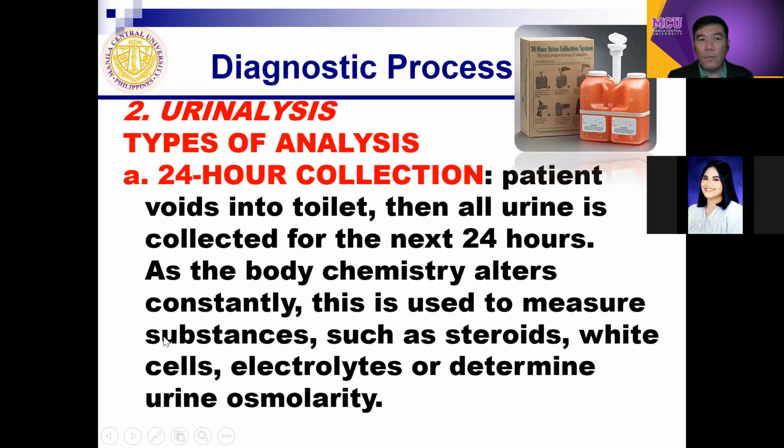In the 24-hour urine collection, this is just a review. The 24-hour urine collection is collected, obviously, in 24 hours, and its purpose for analysis is to identify and to measure substances such as steroids, white cells, electrolytes, and to determine urine osmolarity. The urine osmolarity is the combination of the pH, the level of acidity or alkalinity of the urine, and specifically the urine concentration, which is identified in the specific gravity.